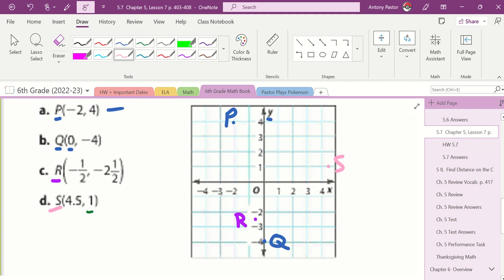Again, left and right, first number. Positive, go to the right. Negative, go to the left. 0, don't go anywhere. Second number tells us to go up and down. Positive up, negative down, and if for any reason it's 0, we don't move at all.